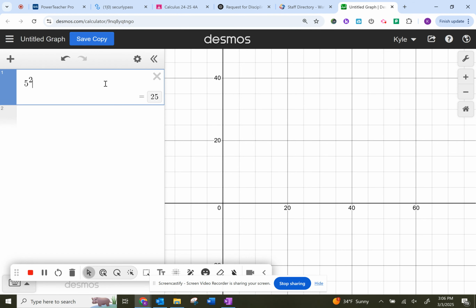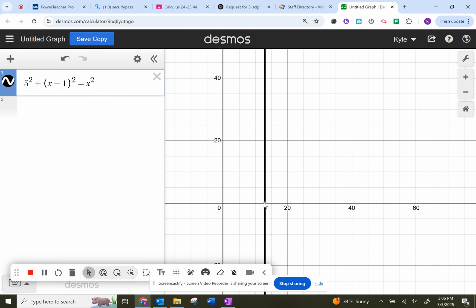If I just type 5 squared plus x minus 1 squared equals x squared, as long as we're using x, we can get a solution here. The solution happens to be 13. So without having to do any algebra, we can get x equals 13, no problem.